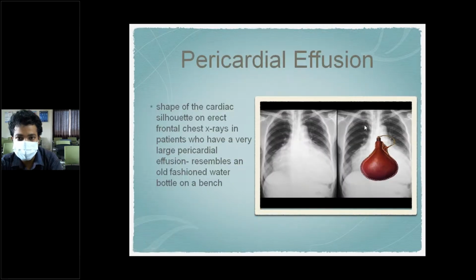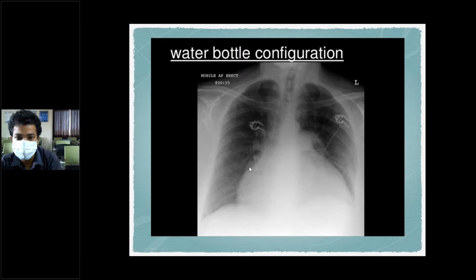Next, coming to the pericardial effusion. In pericardial effusion, you will see the shape of the cardiac silhouette on the PA view of the chest radiograph, on an erect frontal chest X-ray in patients who have a very large pericardial effusion. In very large pericardial effusions, it resembles an old-fashioned water bottle on a bench sign. You can see this in this picture. It's depicting the heart as a water bottle sign on a bench. It's a water bottle configuration seen on the PA view of the chest radiograph of the heart, which indicates that it is a moderate to severe pericardial effusion.